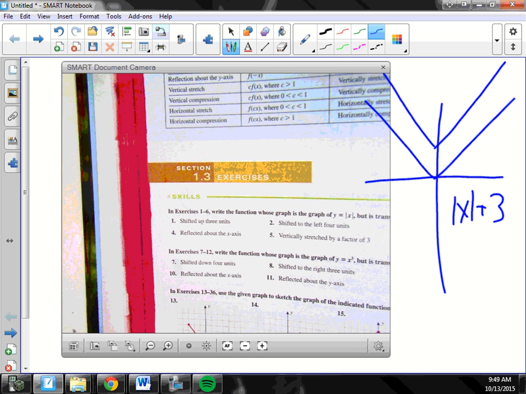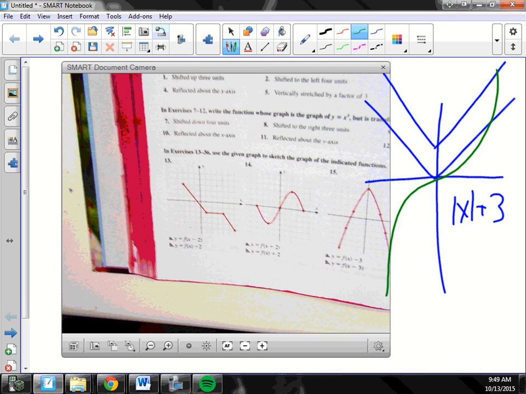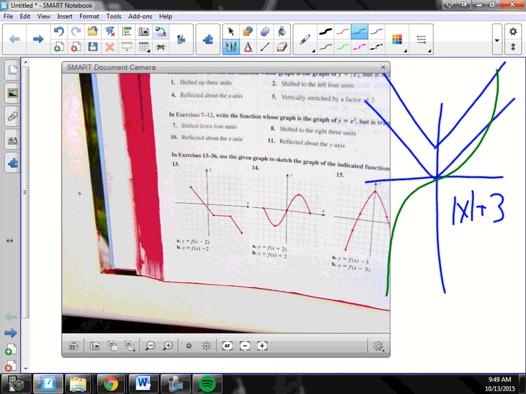And then for 7 through 12, you're going to use the graph of x to the third. What does the graph of x to the third look like? Like this. Okay? And then down on 13 through 20, you have a graph. So 13, you have some piecewise function. And A says graph f of x minus 2. What effect is x minus 2 going to have on this graph?